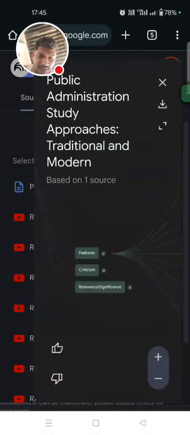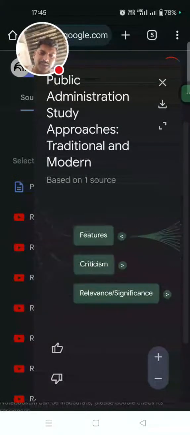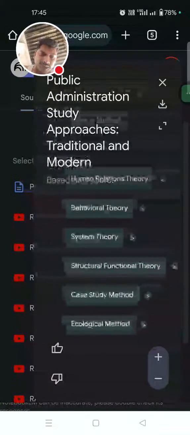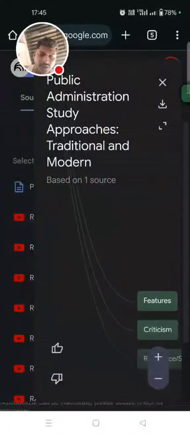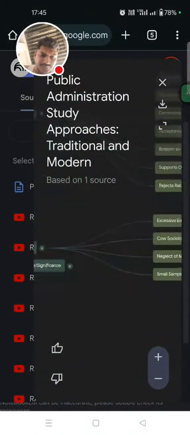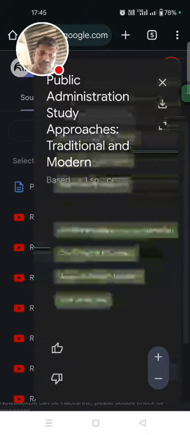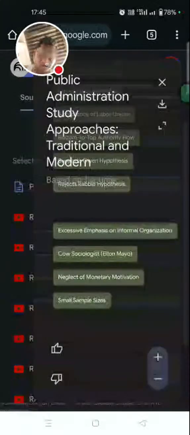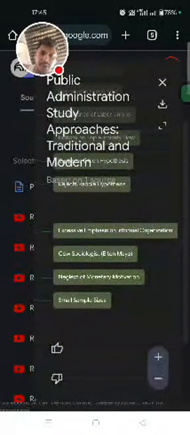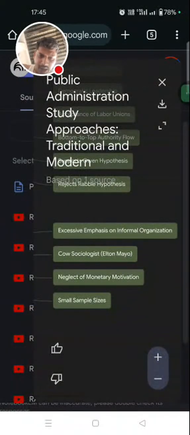Then what is the criticism of the human relation theory? It focuses on informal organization, and the sociologist Elton Mayo is the main thinker. It neglects monetary motivation, and there is a very small sample size.